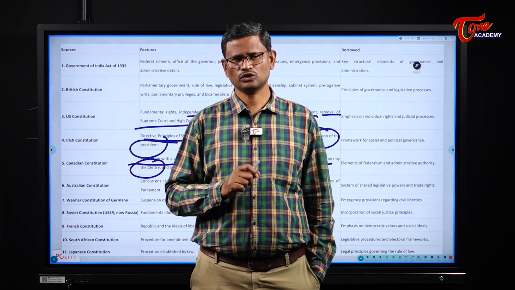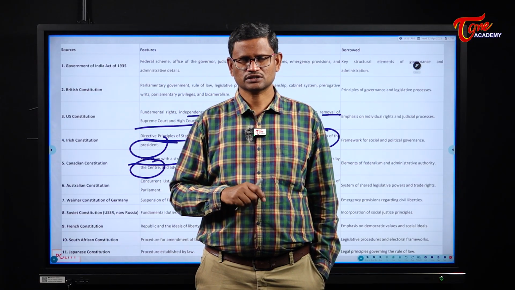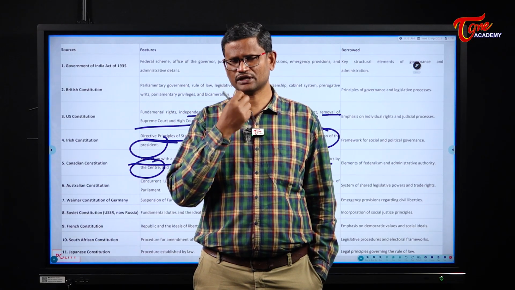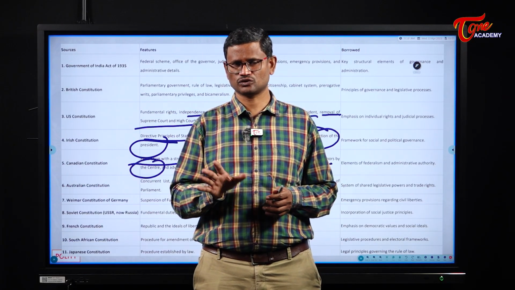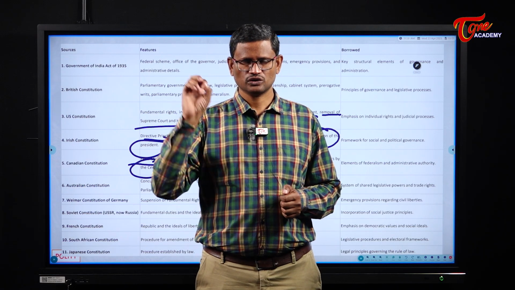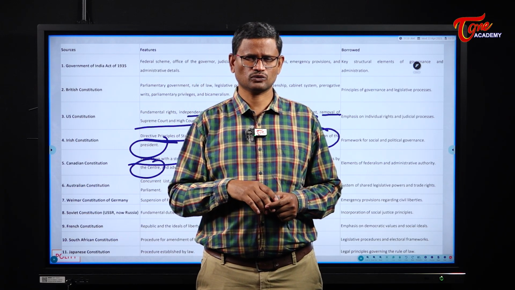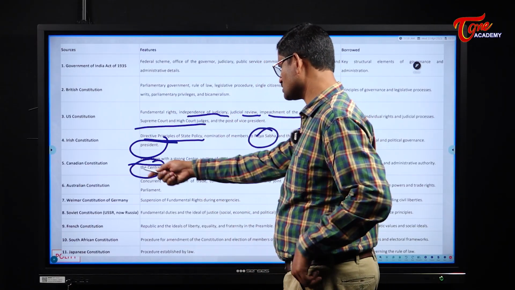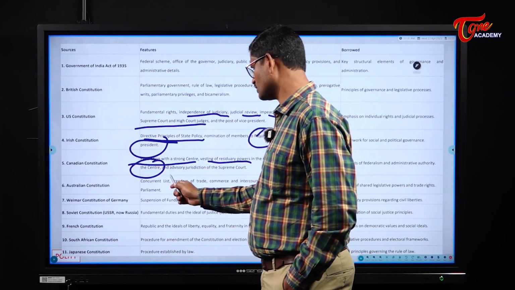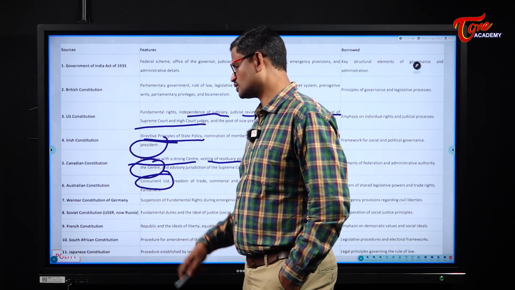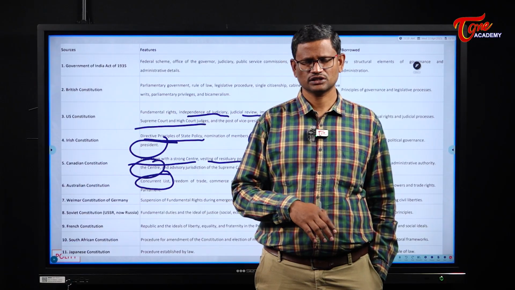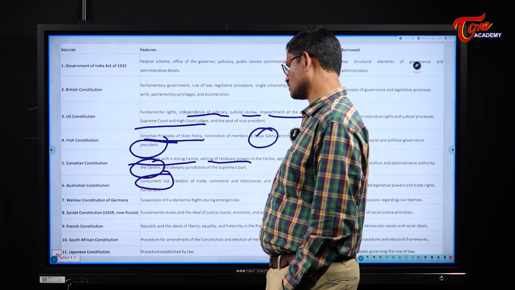We also know that the Indian Supreme Court has advisory jurisdiction under Article 143, which means the Supreme Court can give advice on matters referred to it by the President. This advisory jurisdiction of the Indian Supreme Court is again borrowed from the Canadian Constitution. Then the Australian Constitution: I said we have the concurrent list under the Indian Constitution containing 52 items now. So the idea of the concurrent list is borrowed from the Australian Constitution.